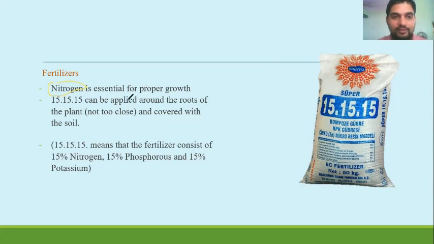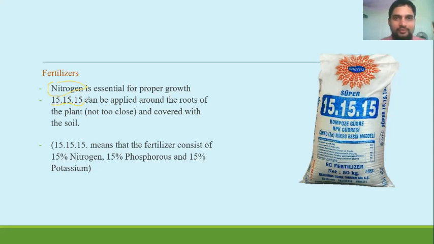So a suitable fertilizer that can be used would be 15, 15, 15. And this can be applied around the roots of the plant. However, you should not apply it very close to the root, because if you apply it too close to the root, it will cause the plant to lose all the moisture that it has, and then the plant will eventually wilt and the plant can die. So there should be a little space between the plant and the area that you're going to apply the fertilizer. And after you apply it, you can cover it with soil, and this fertilizer will slowly release its nutrients.